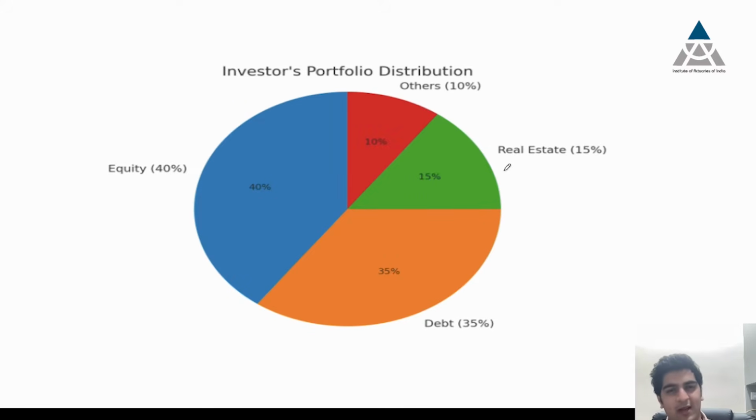Okay, so we have an interesting data set. It says the investor's portfolio distribution. You have 4 asset classes: equity, debt, real estate, and others. And you're given a pie chart of how he has proportionately distributed his portfolio in these 4 asset classes. Whenever you see a pie chart, you should always first ensure that the percentage totals add up to 100. So let's see, 40 plus 35, that's 75, plus 15, 90, plus 10, 100%. Perfect. So you have 100% total, which means this pie chart is fine.